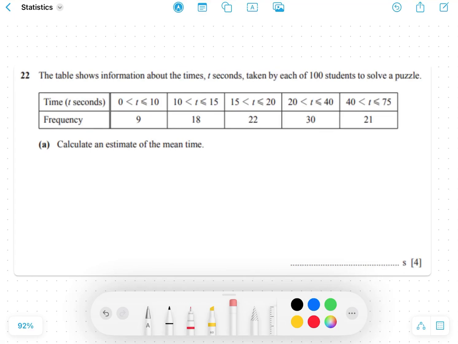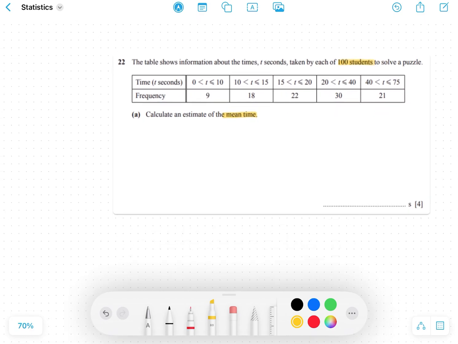Hello, so in this video I'll be going through statistics questions from IGCSE Maths. We're given a table which shows the information of time taken by each of 100 students to solve a puzzle, and we're asked to calculate an estimate of the mean time.